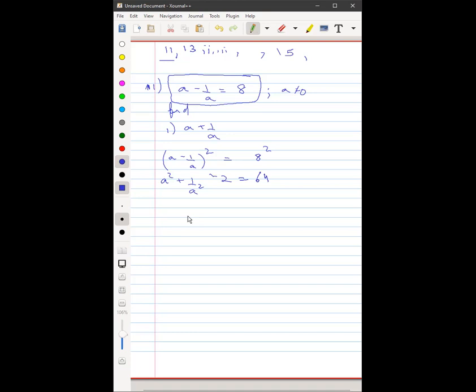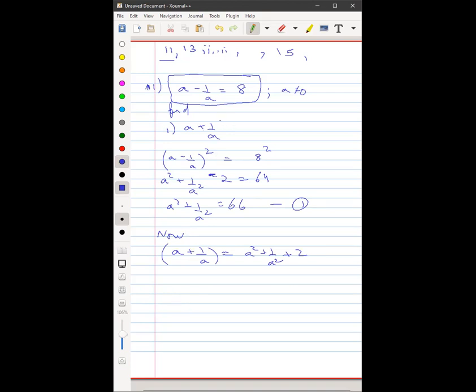Yes, sir. So what is a squared plus 1 upon a squared? 66? 64? 66. What happened to this minus 2? It goes to the other side. Right? Now we also know that a plus 1 upon a, the whole thing squared, is nothing but a squared plus 1 upon a squared plus 2. Yes or no? Yes, sir.